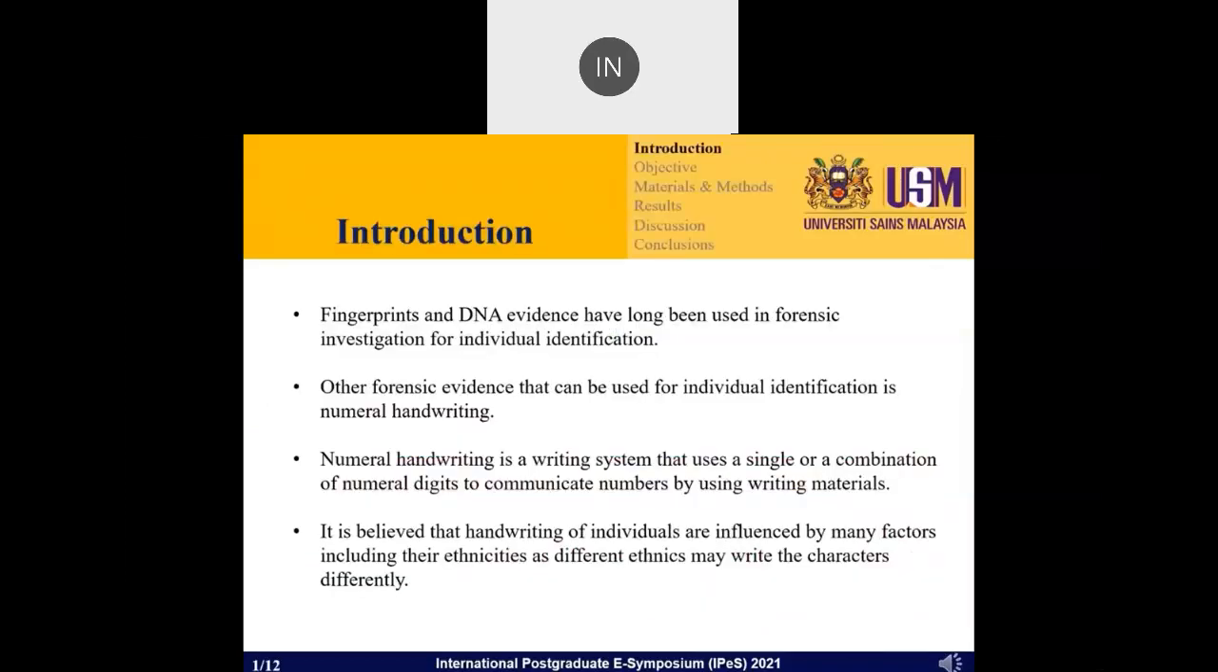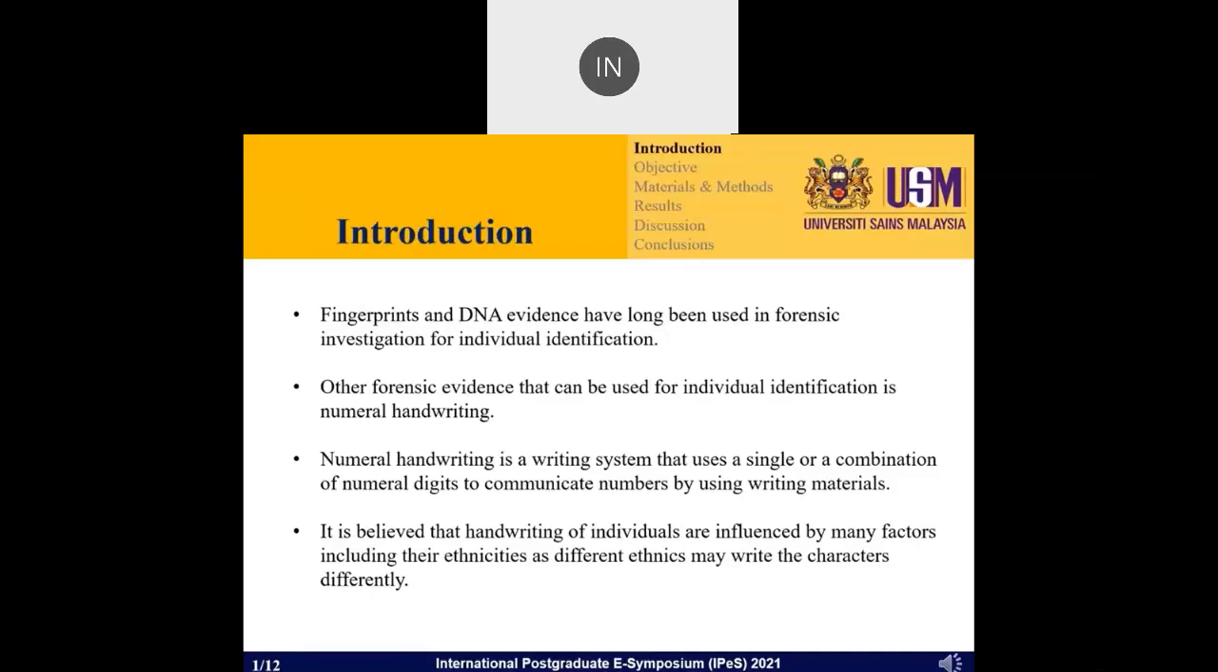Fingerprint and DNA evidence has long been used in forensic investigation for individual identification. However, other forensic evidence that also can be used for individual identification for the court of law is numeral handwriting. Numeral handwriting is a writing system that uses a single or a combination of numeral digits to express the number of given range by using the writing materials. It is believed that handwriting of individuals are influenced by many factors, including their ethnicity, as different ethnic could write the numeral characters differently. The study involving the author identification by alphabet and signature are extremely prevalent.